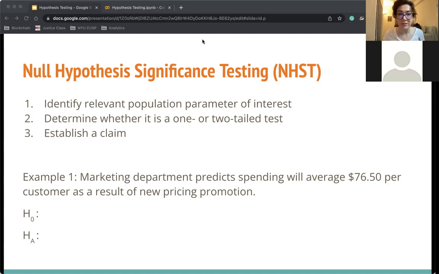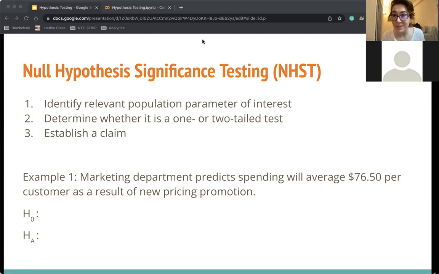So first, we want to identify what's the relevant population parameter of interest. Are we looking at the mean, standard deviation? We can apply this to correlation as well. So first, depending on the question we're trying to answer, we would establish what are the relevant parameters of interest that we're trying to measure using statistics. Second, we'll determine whether this is a one or two-tailed test based off of our experiments. And 3, we establish a claim, and our claim is the different null and alternative hypothesis.